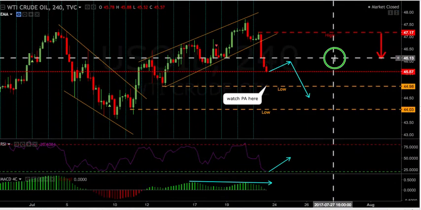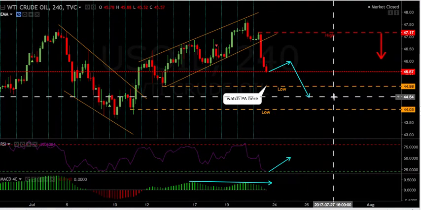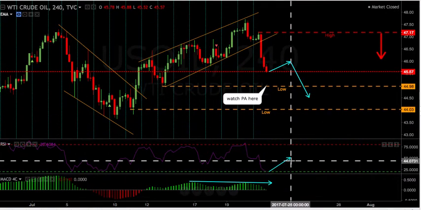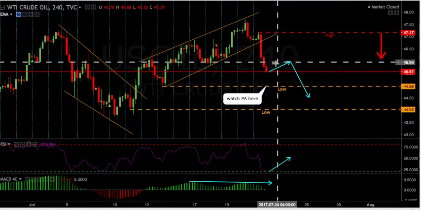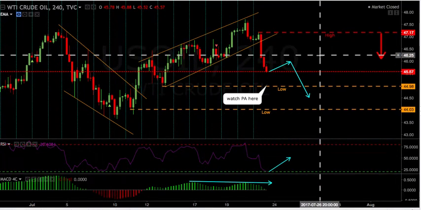Let me pull up my indicators also. So you see we're oversold here, and we're looking for some type of bullish movement. I don't think it's going to move all the way back up, but it's going to make a continuation pattern.